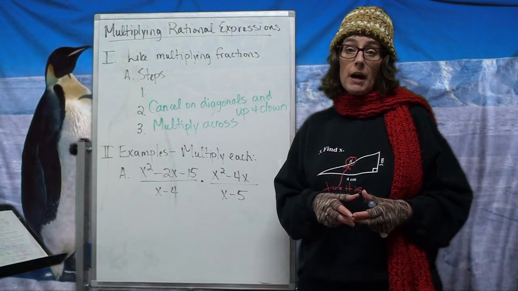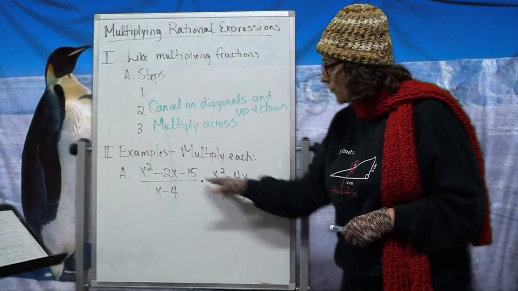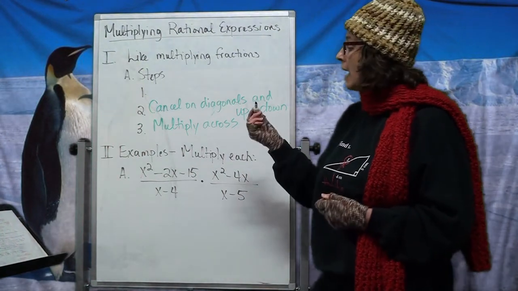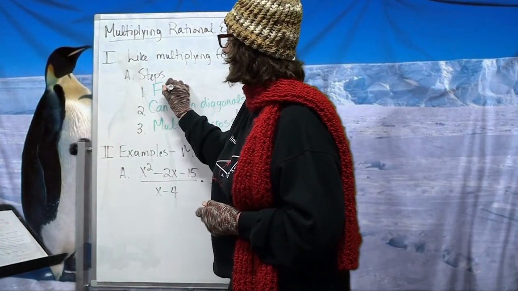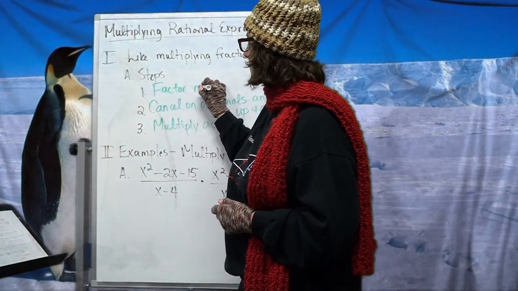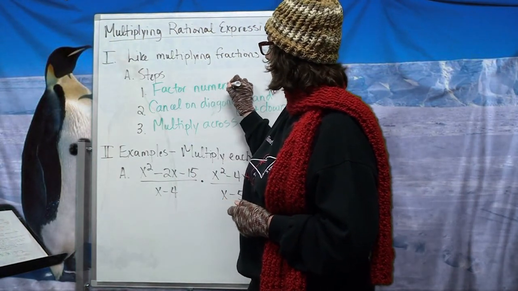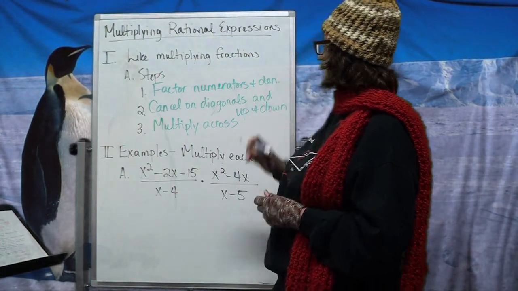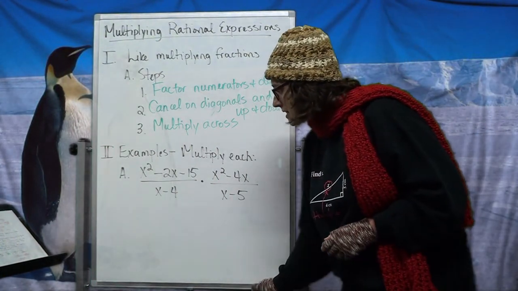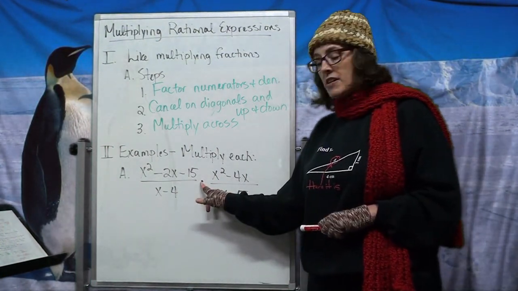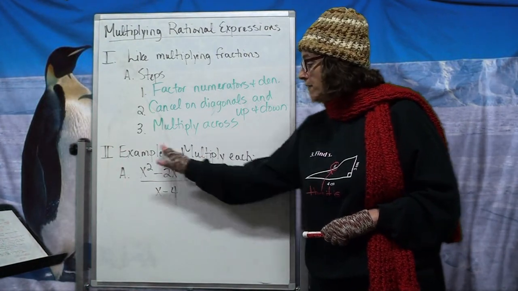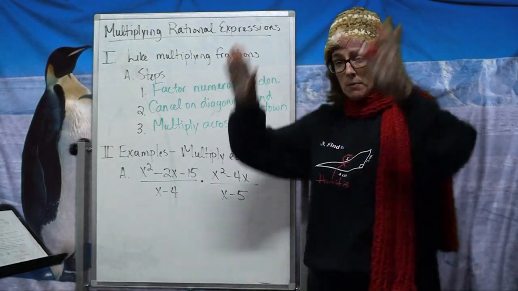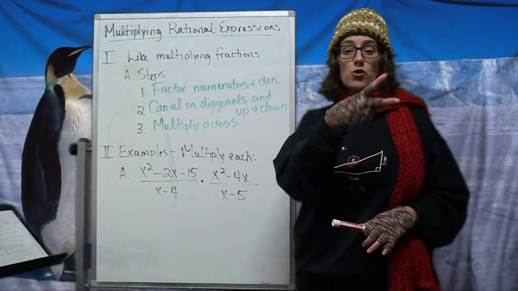Factors are multiplied. So what I'm going to do then, in order to figure out how I'm going to cancel on these diagonals and how I'm going to cancel up and down, is factor those numerators and those denominators. Factor all the numerators and all the denominators. So in my first example, when I multiply these two rational expressions, I'm going to factor that numerator, denominator, numerator, and denominator. I'm going to cancel on those diagonals. I'm going to cancel up and down, and then I'm going to shoot straight across.